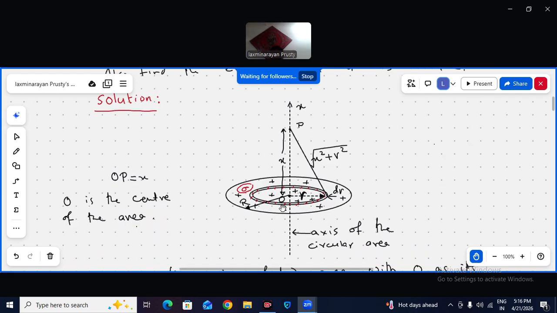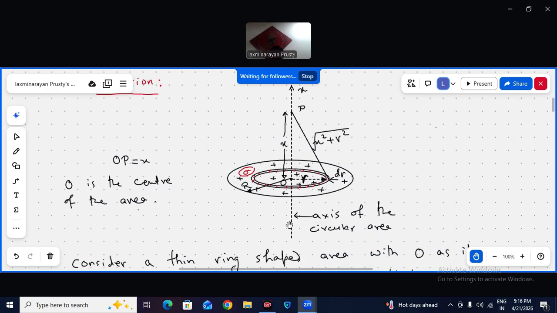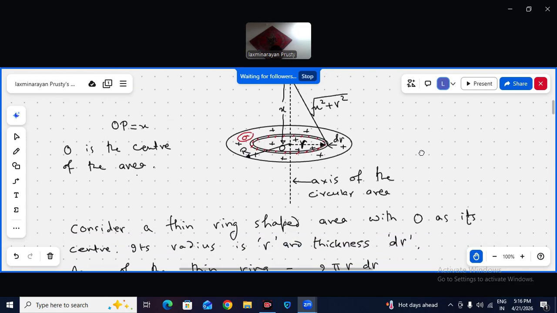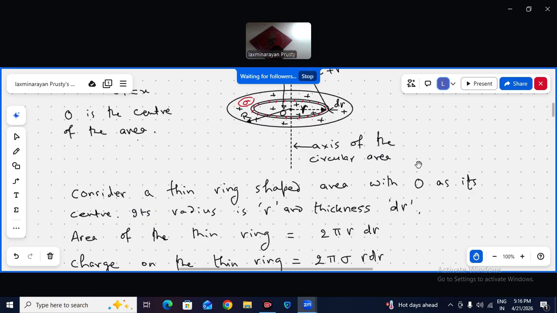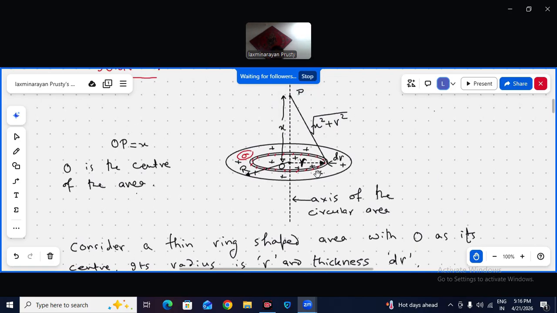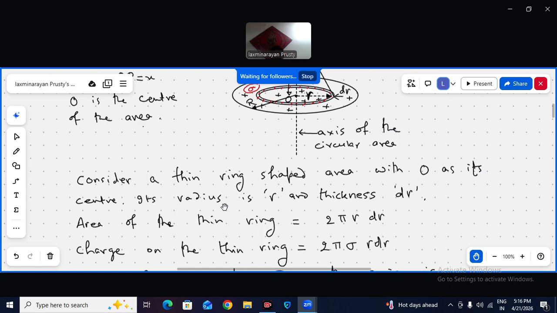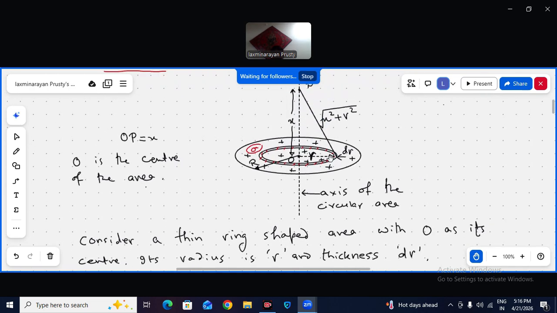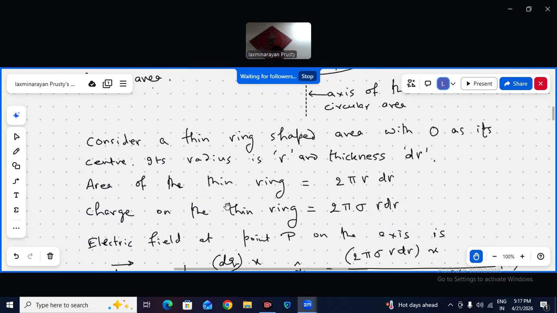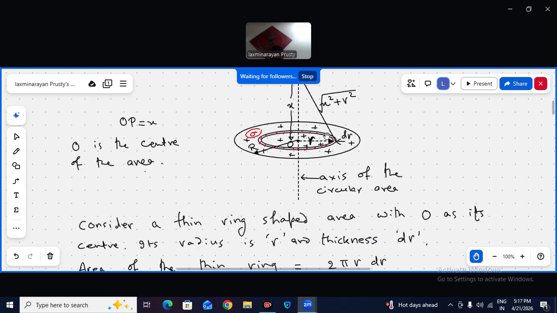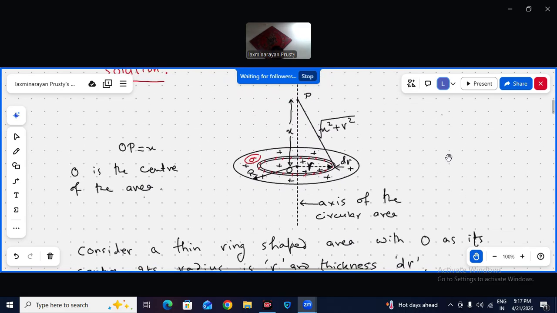This is a circular area of radius r. The dotted line is the axis, we call it the x-axis, and that is also the axis of the circular area passing through the center O. Consider a thin ring-shaped area with O at the center, of radius small r and thickness dr. Just see the diagram. The area of the thin ring, as all of you know, is the length into the thickness, that is 2 pi r into dr.